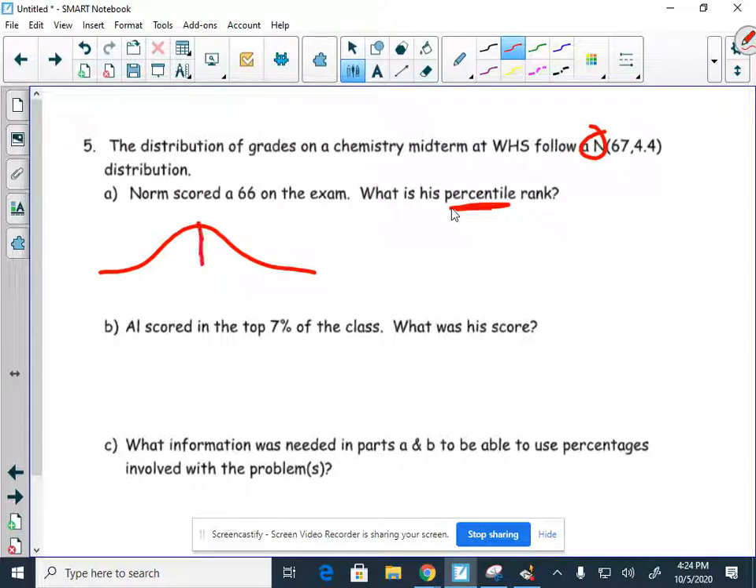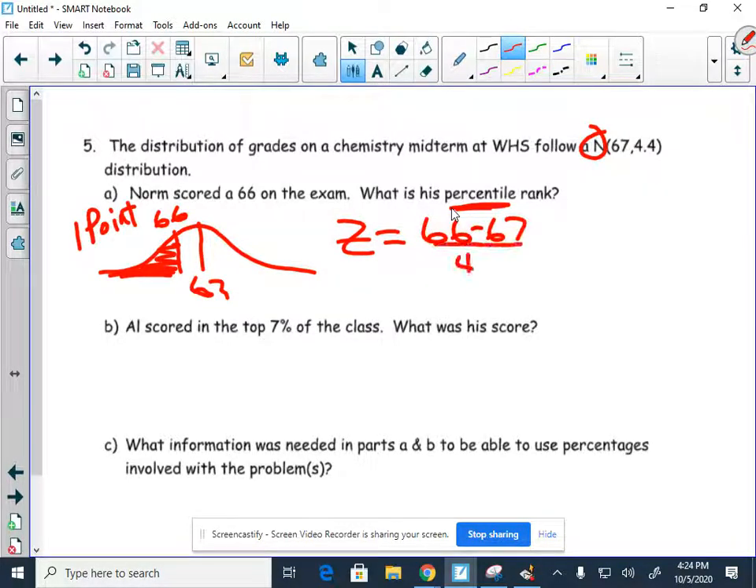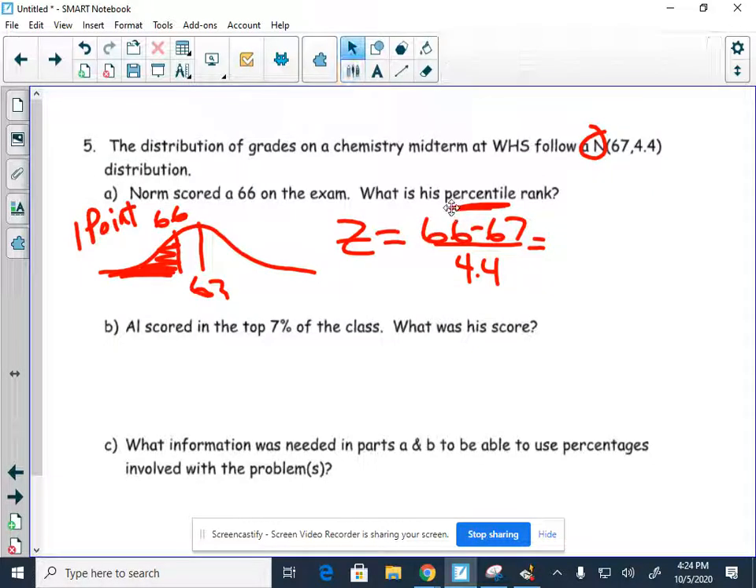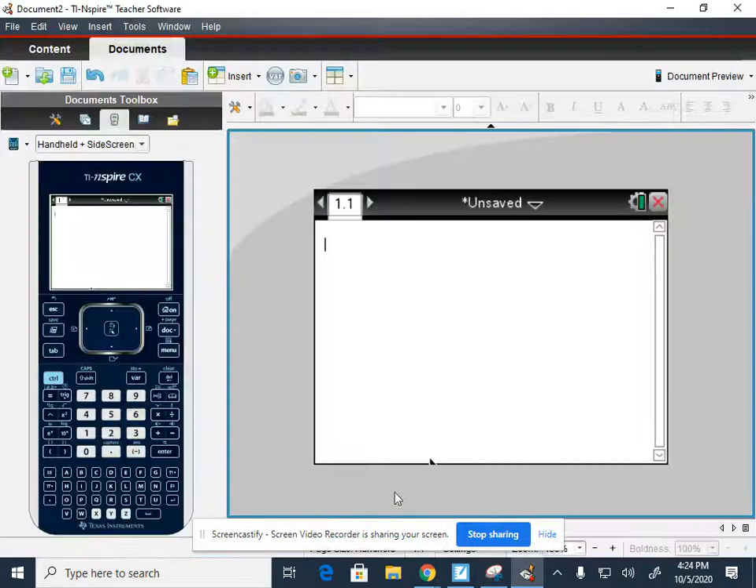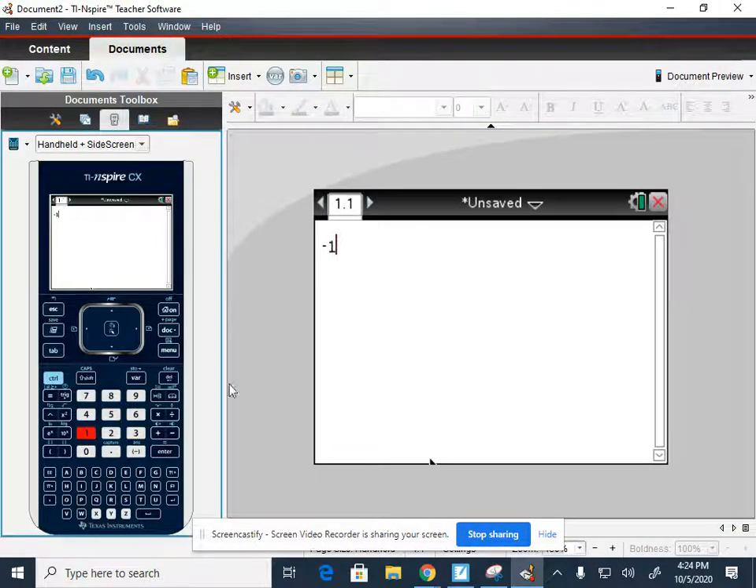I want to see a curve. I want to see a value, 66. I want to see an area. That is 1 point. You've got to shade the correct way. Now you need a z-score. So your z-score would be 66, subtract 67, divided by 4.4. That's going to get you a point for the z-score, whatever that ends up being, 2.2 or something like that, negative 2.2. So negative 1 divided by 4.4.